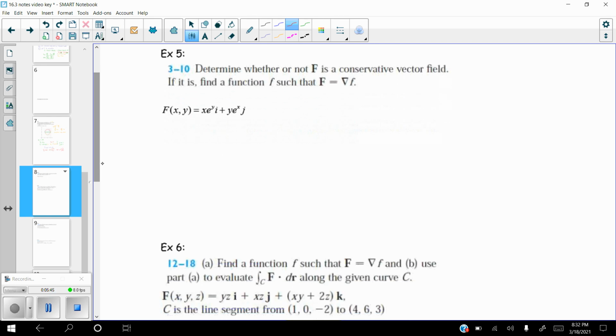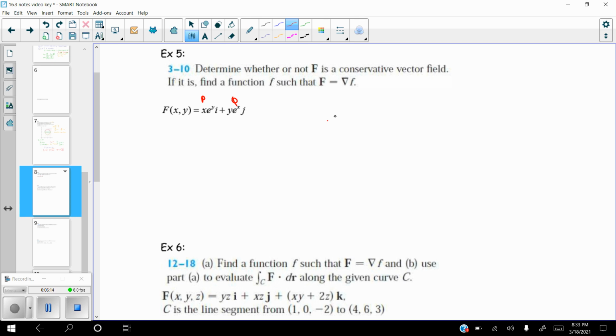If you notice there's not a lot of space, that should probably give you a little bit of a hint. Determine whether or not F is a conservative vector field. If it is, find a function f such that capital F equals the gradient of f. Okay, the way we're going to determine this is to find dP/dy and dQ/dx. So remember, define this as your P, that as your Q.